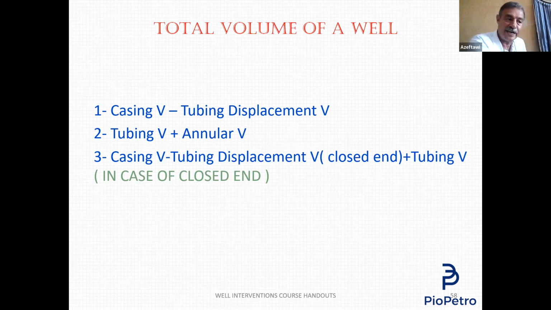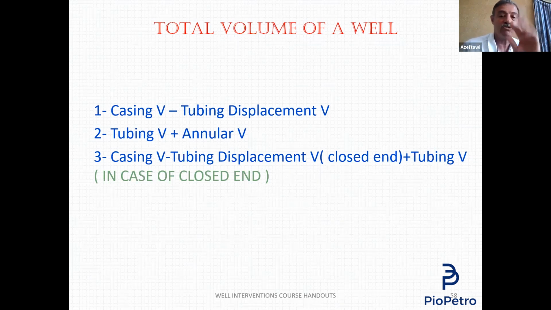So, in case of closed end, the total volume of the well is the casing volume, in our case 500 barrels, minus tubing displacement volume closed end, which is 200. This 500 minus 200 represents the annular volume only. You have to add a tubing volume. This is how to calculate the total volume of the well.